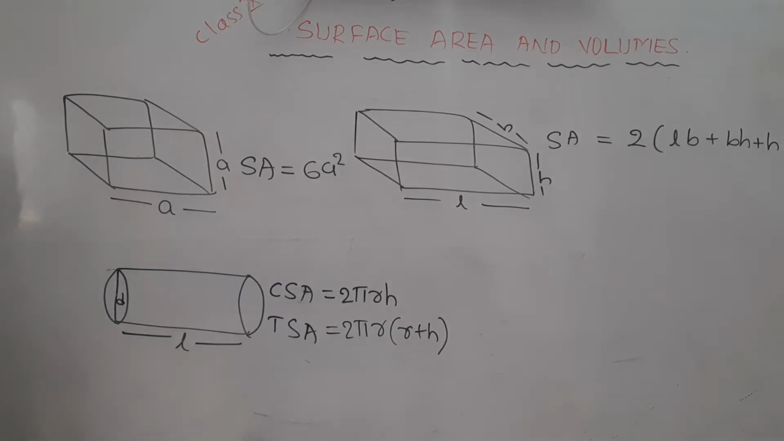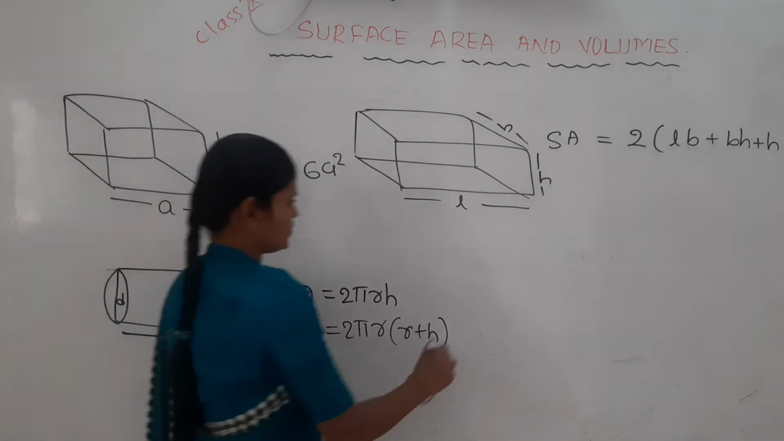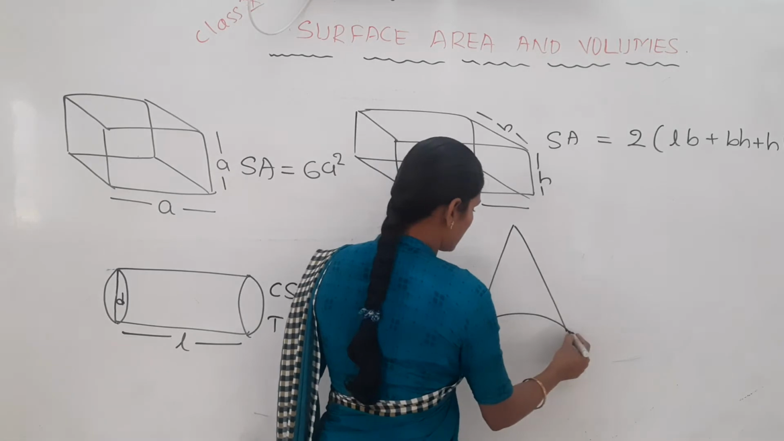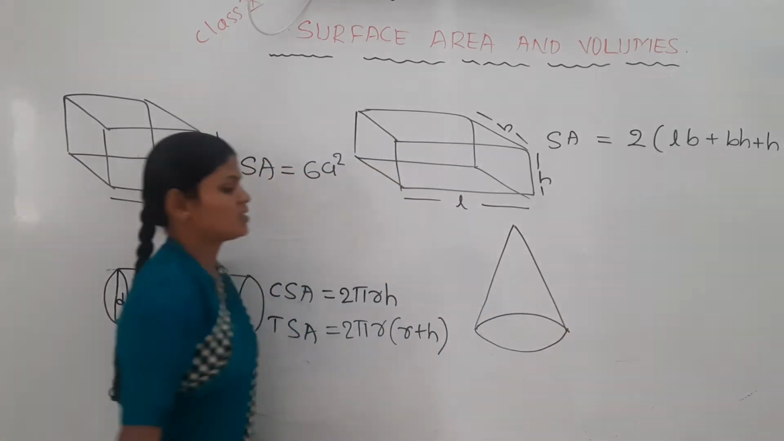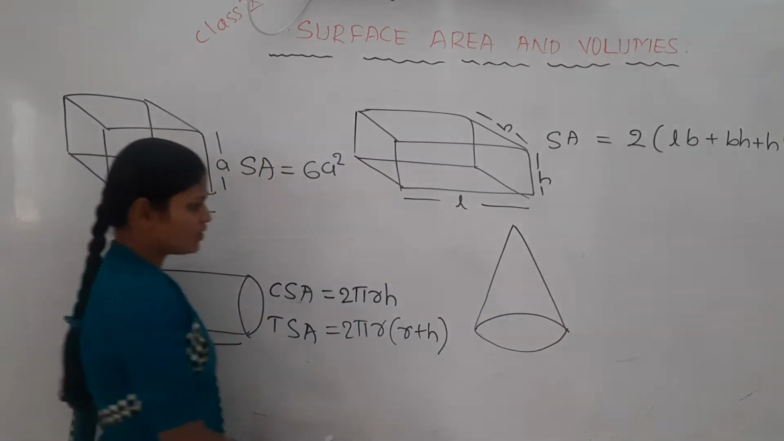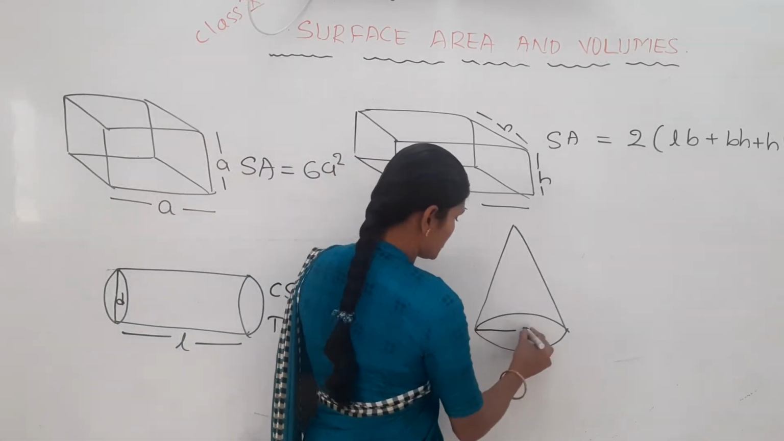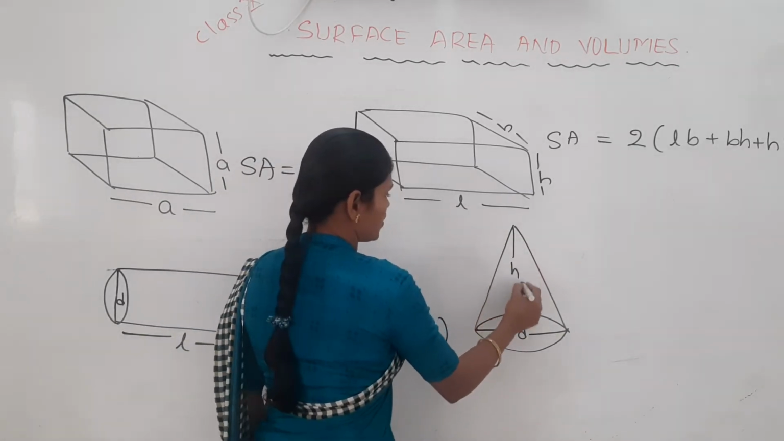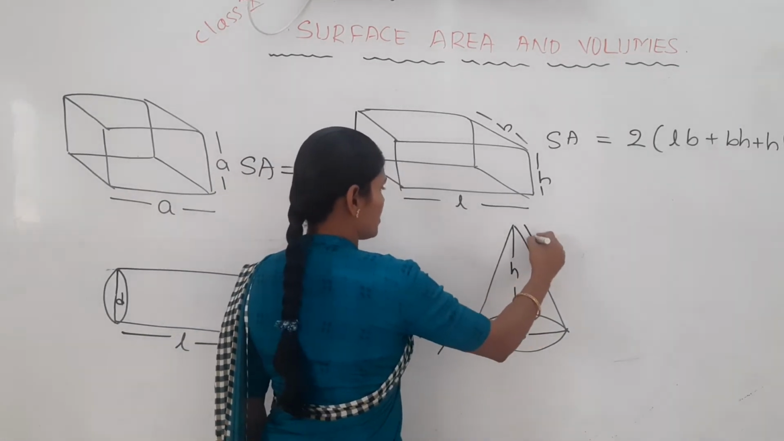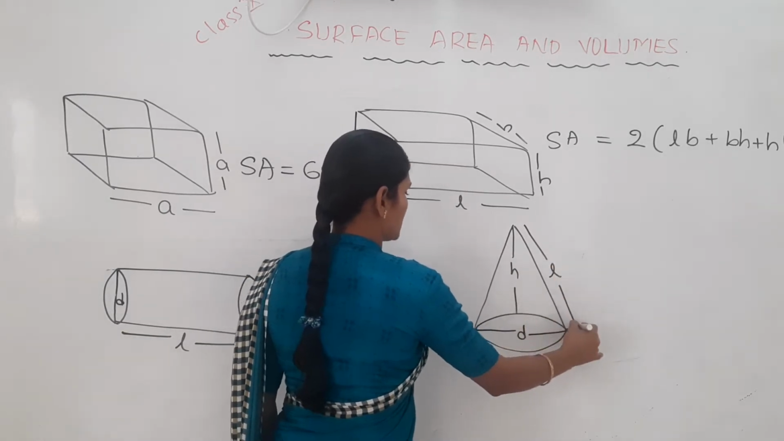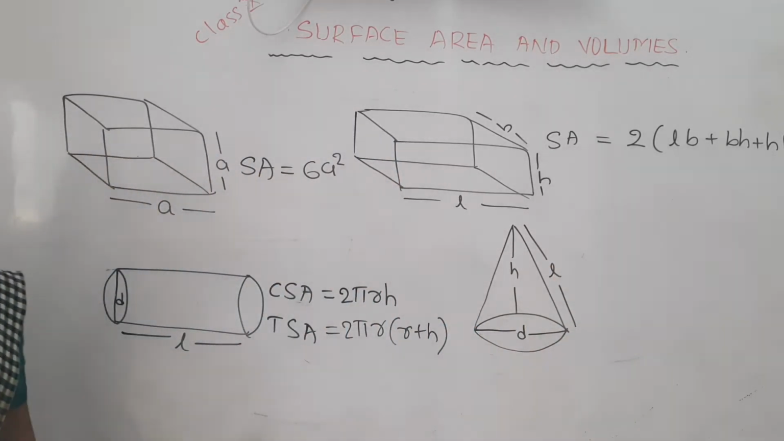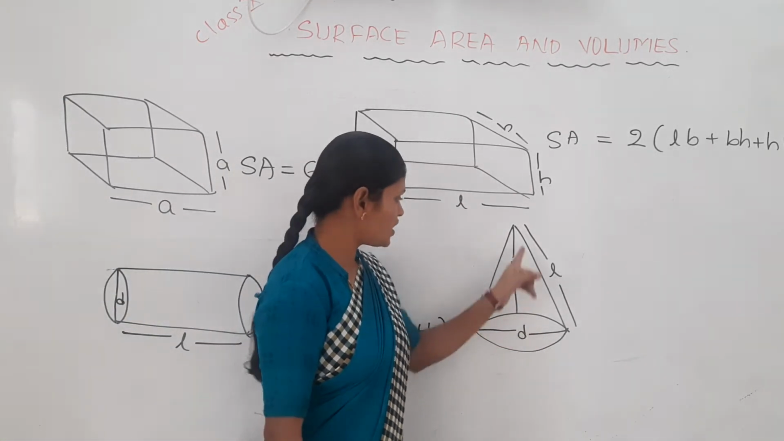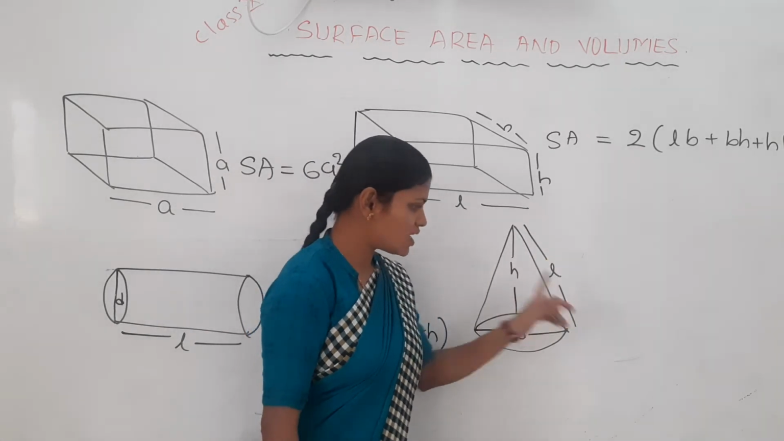Okay. Next, if you go to the cone, what is the curved surface area as well as the total surface area of the cone? Here, this cone has one circular opening, and this is the height of the cone. Sorry, I said cube, I am using a cone. This is the diameter of its opening circle, then this is the height of the cone, and this is the slant length of the cone.